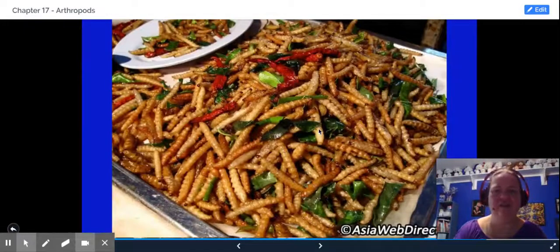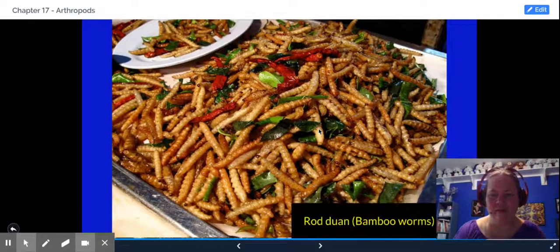And also for humans, some people and some cultures use insects for food. This is an Asian delicacy. It is called rod duan, or bamboo worms, and what they'll do is they'll saute it up with some seasoning and other vegetables and then serve it up like noodles. Okay, pound for pound though, insects are extremely nutritional. Okay, most people don't like eating them though.